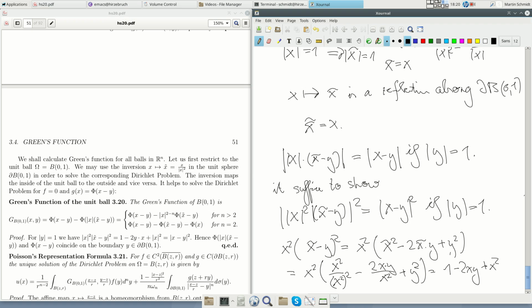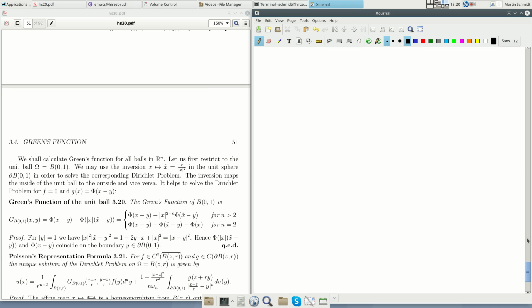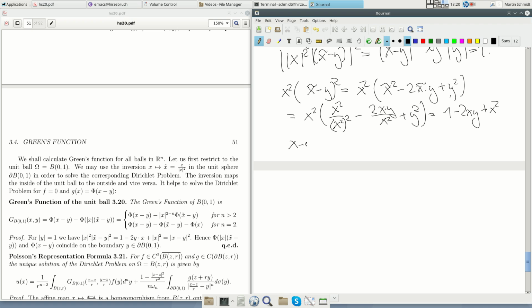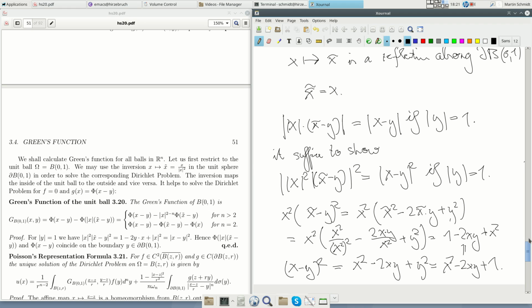Okay. And now, so this is the left-hand side. And now let's calculate the right-hand side. x minus y squared, this is of course x squared minus 2xy plus y squared. And this is of course x squared minus 2xy plus 1. So we see indeed these are equal. So this simple calculation shows that this is equal to this.